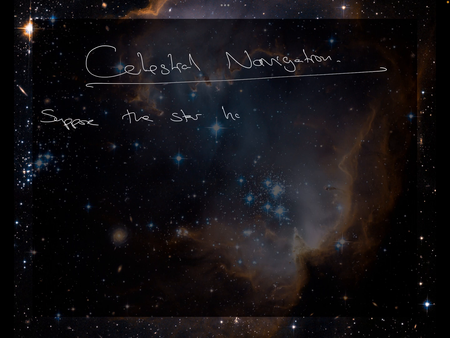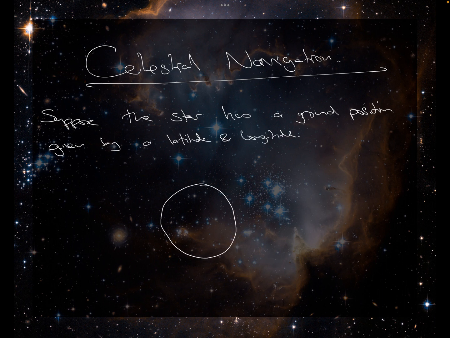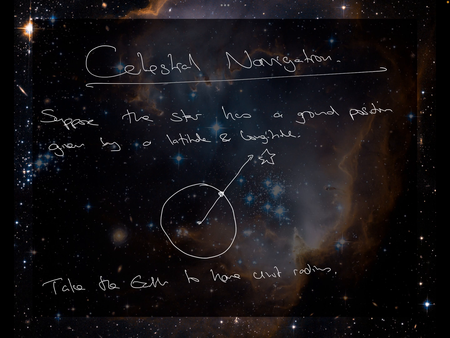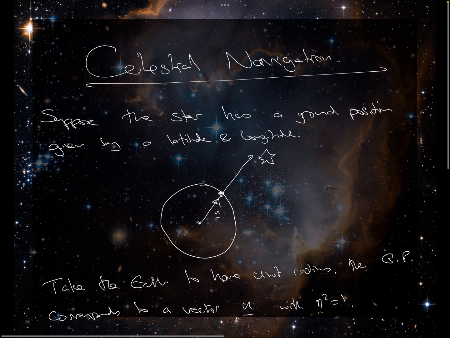Suppose the star has a ground position given by a latitude and longitude. If this is the Earth, the ground position is the point on the Earth's surface in a direct line between the star and the centre of the Earth. We take the Earth to have unit radius. Then the GP, ground position, corresponds to a vector n, say, with n squared equal to 1. So that is the vector n.